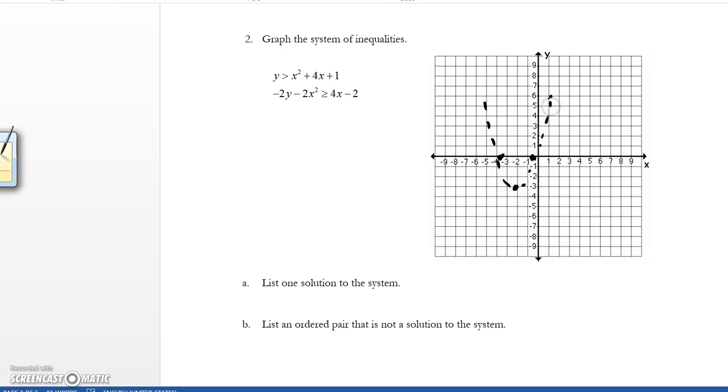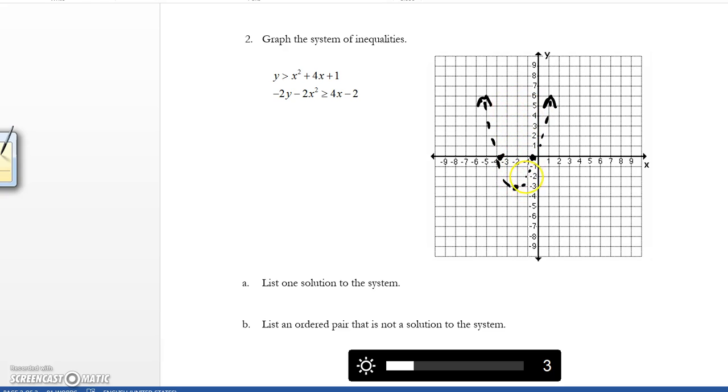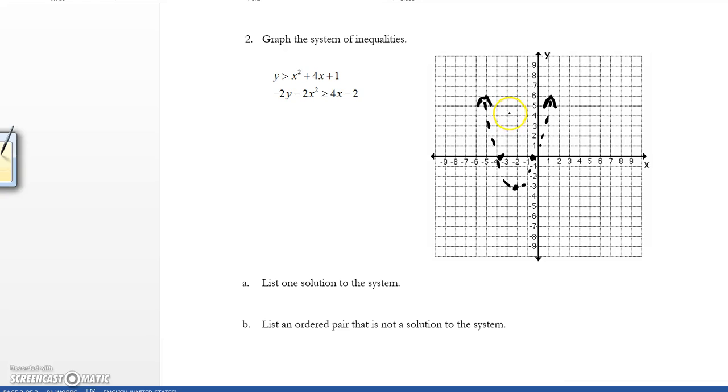Now, I chose dashed again because this doesn't have an equal to. So now I want to decide where to shade, and when I shade, since this is greater than, I could go ahead and shade greater than just by looking at it, whereas if your y value here, greater than is this way and less than is this way.